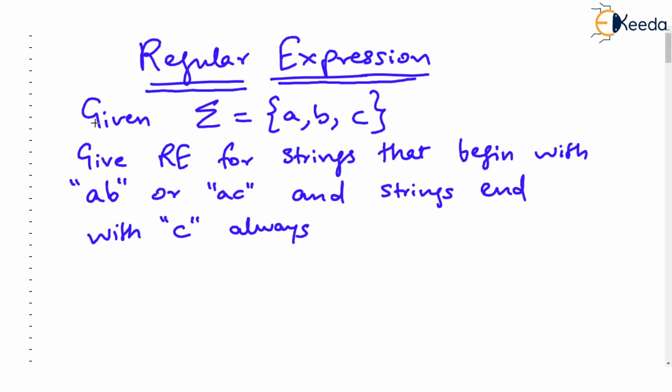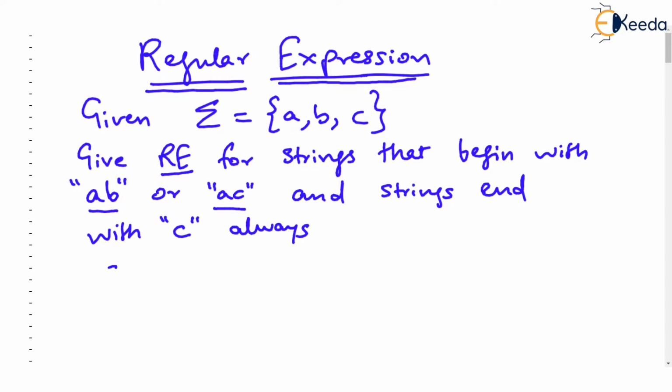Now, we have to give a regular expression for strings that begin with AB or AC. That means first two letters of the strings must be AB or AC, and the strings must end with C always. So let's take some examples.